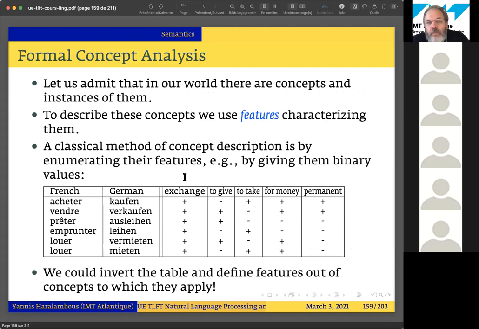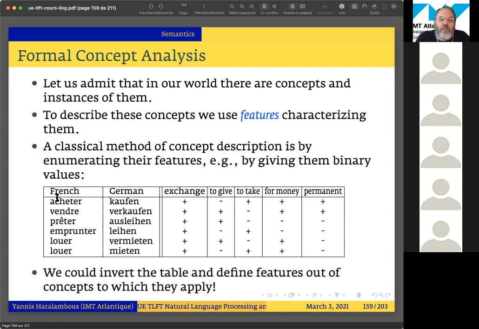This is very nice, but we would like to be a bit more systematic. Now, here's one approach which is very square, very systematic, very clean. It is called formal concept analysis. And the idea is that you take words like acheter, vendre, prêter, emprunter, louer, and you search for features, characteristics of the meanings of these words. And these characteristics can be, for example, binary.